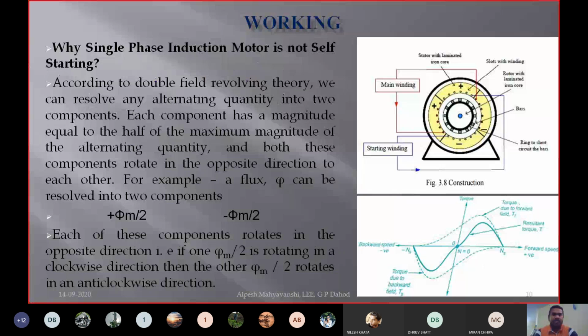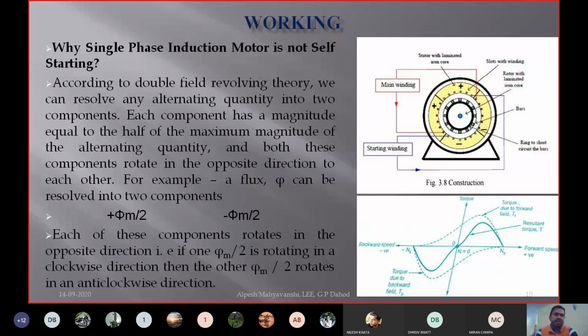any alternating quantity can be resolved into two components. According to double field revolving theory, we can resolve any alternating quantity, whether it is voltage or current or EMF, etc., into two components. Each component has a magnitude equal to half of the maximum magnitude of that alternating quantity.